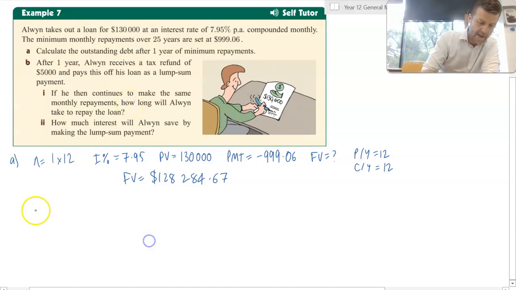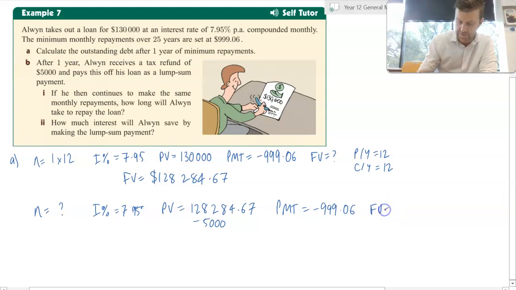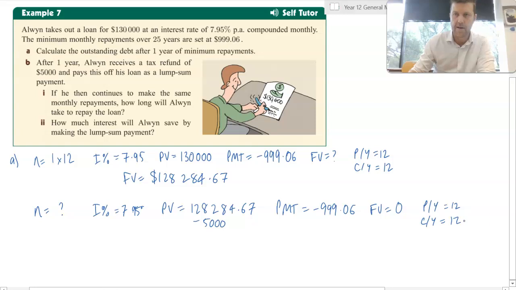So now we're actually asked to work out how many months would it take, what's the value of N, with the interest rate remaining the same at 7.95%, the present value now being the amount that's left at the end of 1 year, $128,284.67, minus the $5,000 lump sum he makes. PMT, the minimum repayment, is still going to remain the same at $999.06. Now we want the future value to be zero because we want to pay off the loan completely. And payments per year and compound periods per year are unchanged. They remain at 12. So based on all that, how long will it take? What is the value of N going to be?